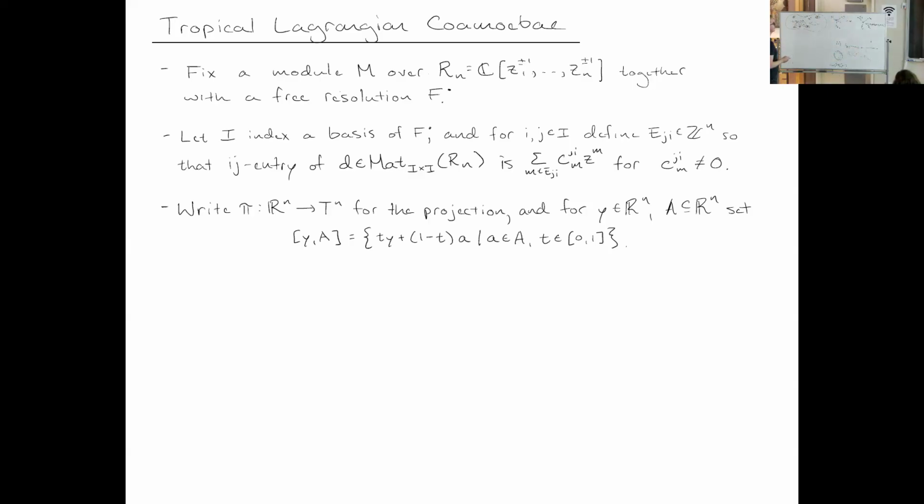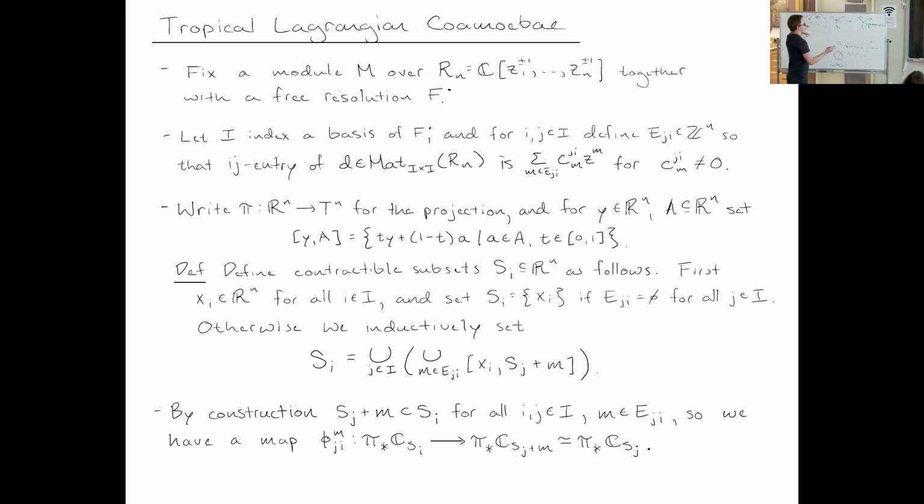So here's how this will go. The starting point for the construction is a free resolution, with a chosen basis for it. The key data is all the exponents that appear in the different entries, so I'm just going to write E_{JI}. This is one of the slides you're not really meant to read.